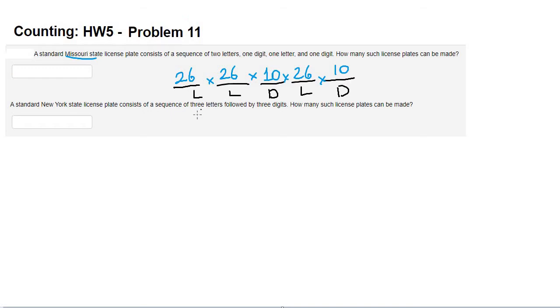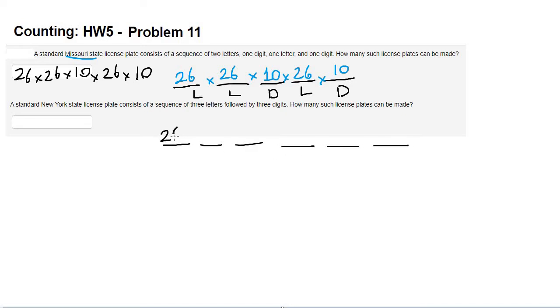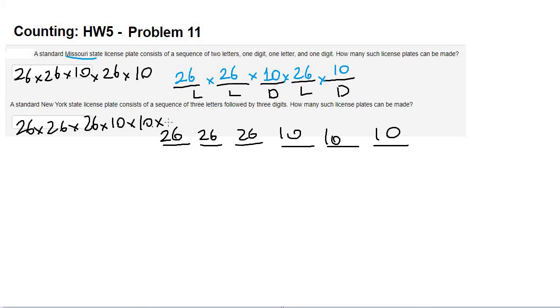But in the previous question, you could object about the number of letters in the alphabet. Part B is asking, a standard New York license plate consists of a sequence of 3 letters followed by 3 digits. How many such license plates can be made? So we have 3 letters followed by 3 digits. Each letter coordinate takes 26 options and each digit takes 10 options. So this is going to be the answer. This is the total number of license plates we can generate.